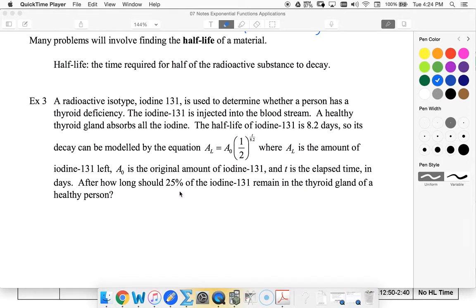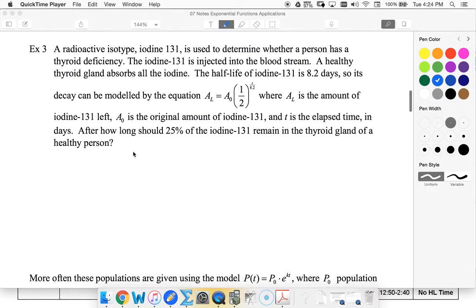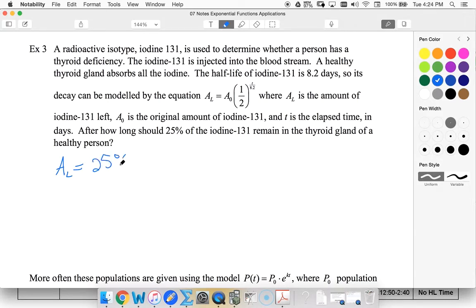after how long should they have 25% of it left in their body? So my amount left is going to be 25% of the original amount. And I want to know my time, so t is what I don't know. So 25% of the initial amount, that's the same as saying 0.25 of the initial amount. So that's how much my amount left is.